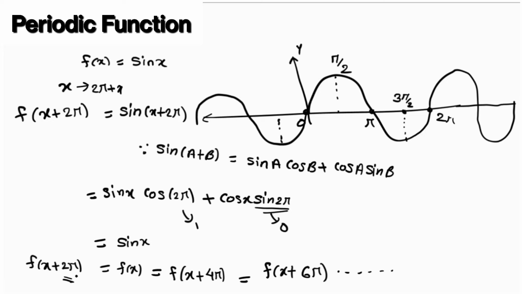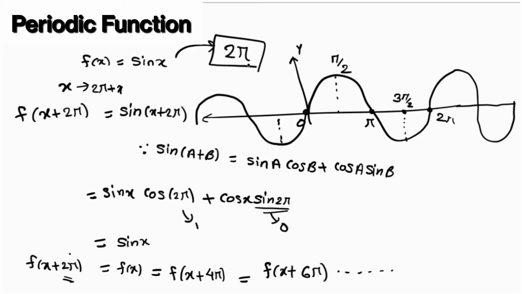So when we add 2 pi, the answer remains the same. The function gives repeated values, so it is called a periodic function. When we add a certain fixed constant and get the same answer, that constant is called the period. So when we add 2 pi, 2 pi, 2 pi, there will be no change in the answer. So we can say sine is a periodic function of period 2 pi. So the period of this function is 2 pi.